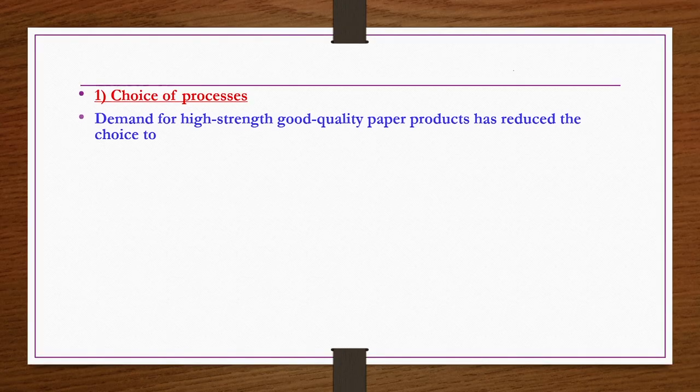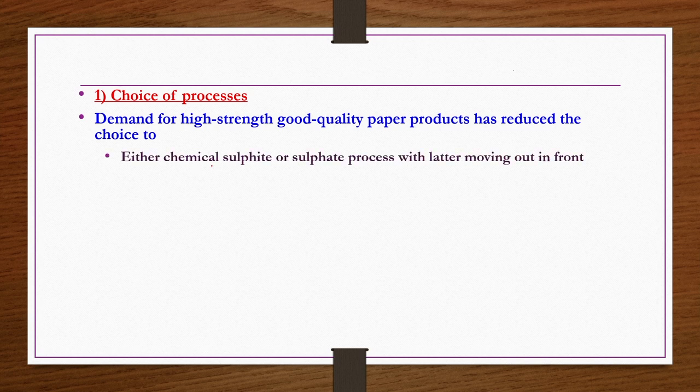Choice of processes. Demand for high strength good quality paper products has reduced the choice to either the chemical sulfite or sulfate process, whereas the sulfate process is leading the game. So why? Because if you wanted to have high strength good quality paper, you cannot get such good quality paper by the mechanical method. So you have to go for the chemical method.